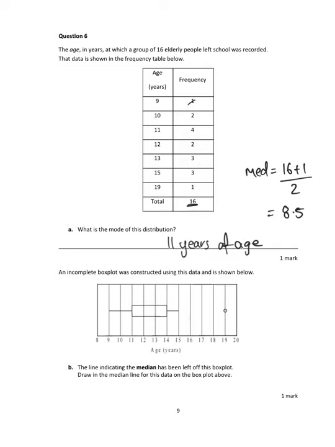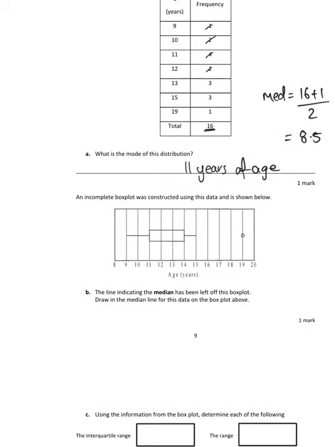Counting along, that's 1 frequency, another 2 makes 3, then 7, and then 8 and 9. So our median is where the 8th and 9th values are both 12. The average is still going to be 12, so your median is there at 12.